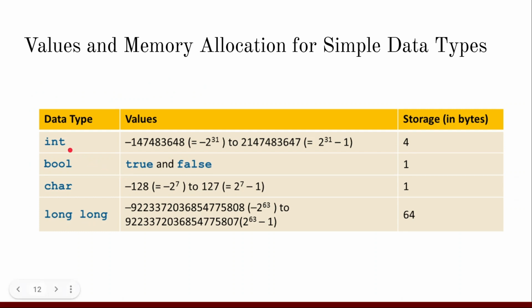So int takes 4 bytes. 4 bytes means, since 1 byte is equal to 8 bits, 8 times 4, it will be 32 bits. Bool takes 1 byte in memory, and character takes 1 byte. Long takes 64 bytes. And there is a method that can also tell you how many bytes a data type takes in memory. That method name is sizeof. We will see the sizeof method in a few minutes.